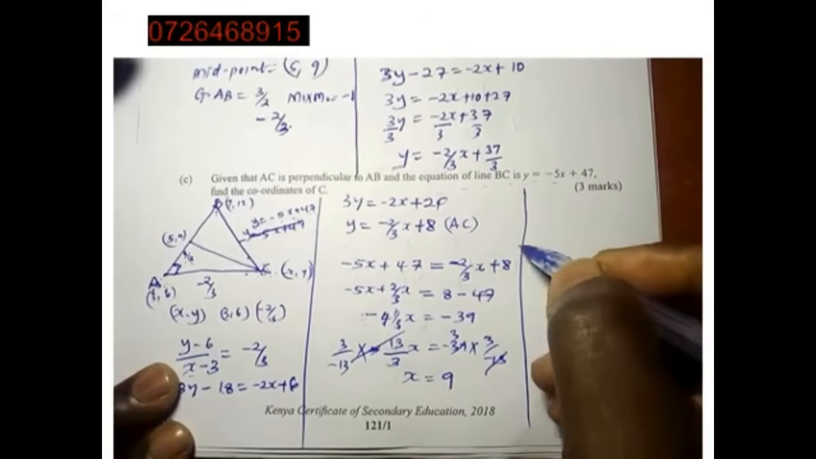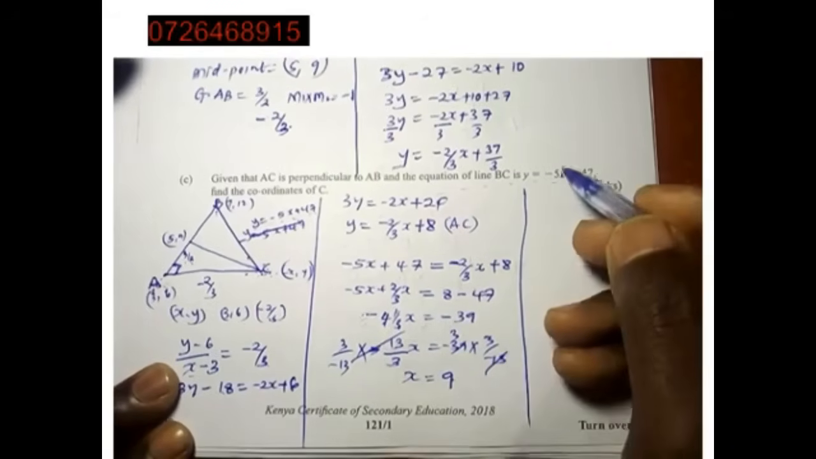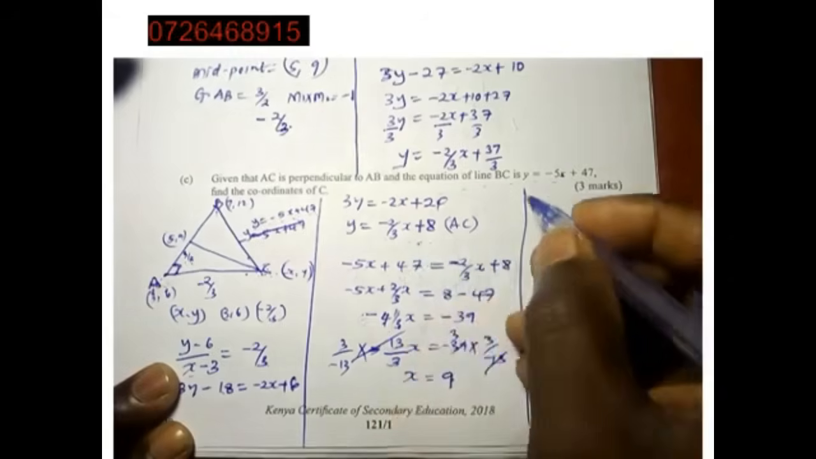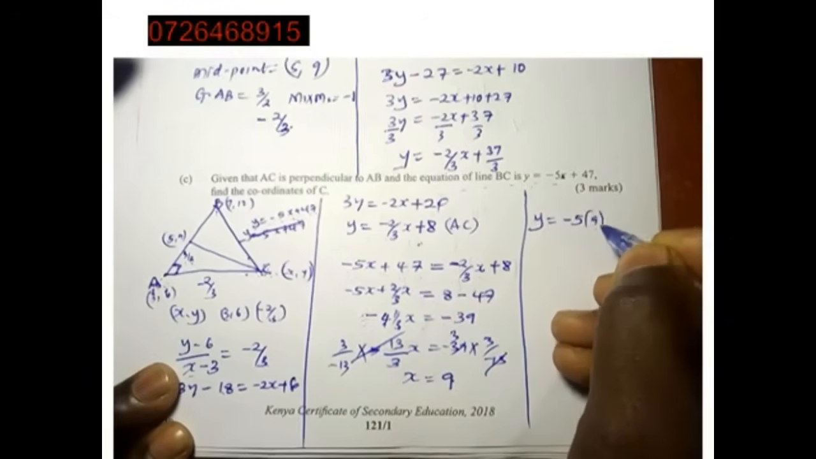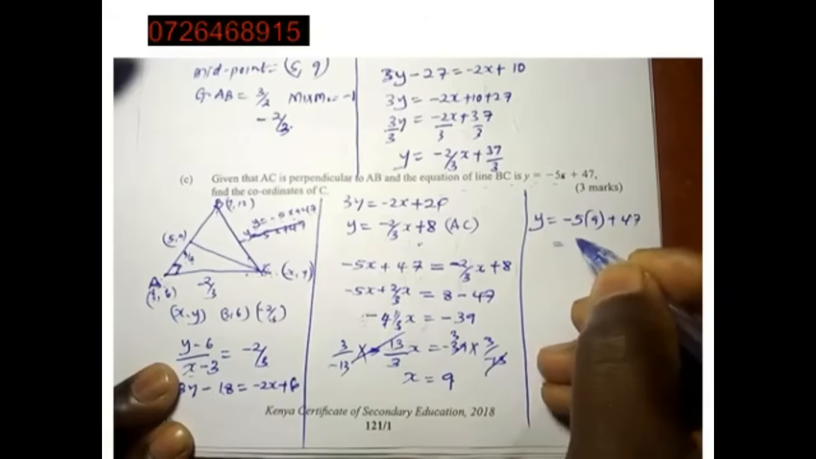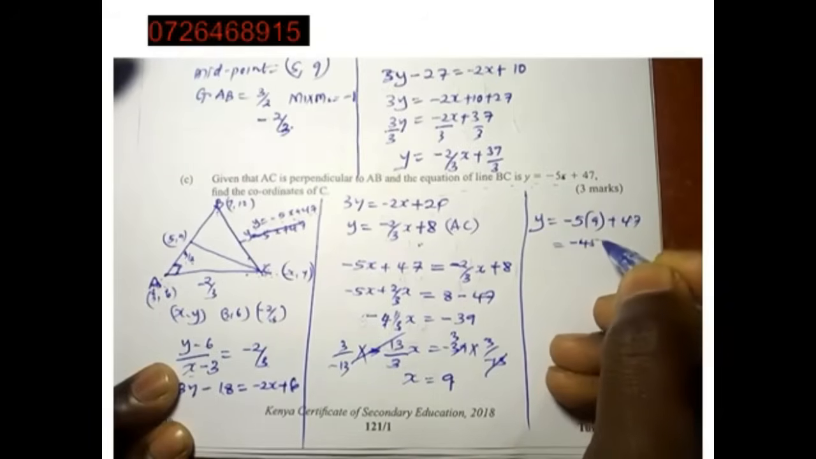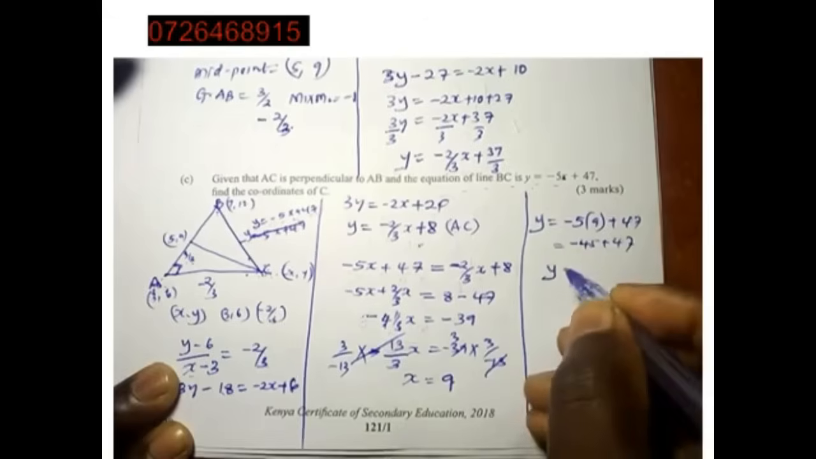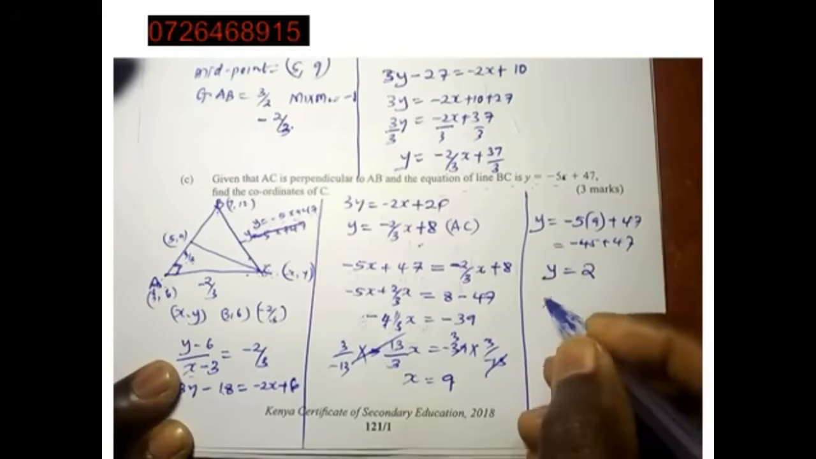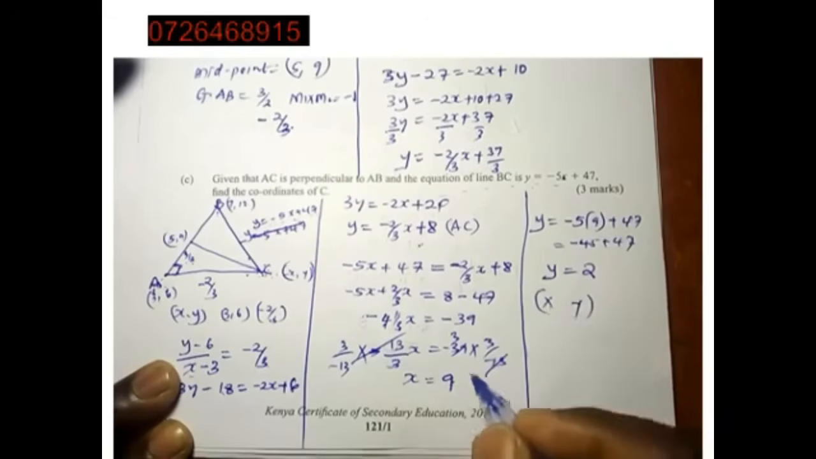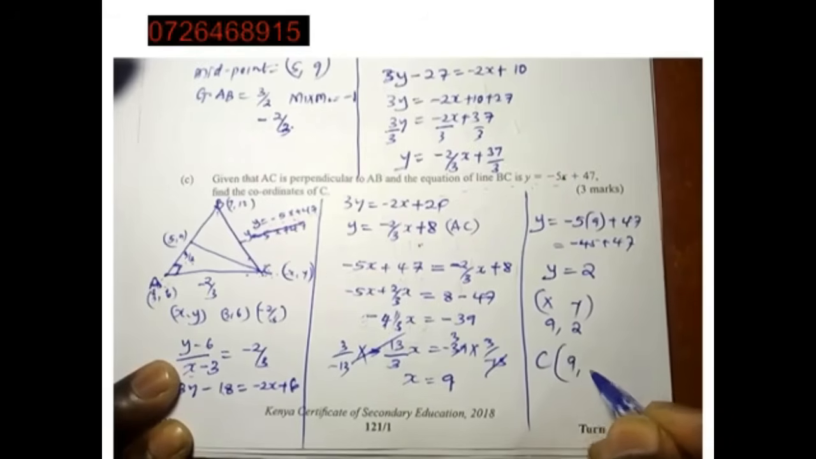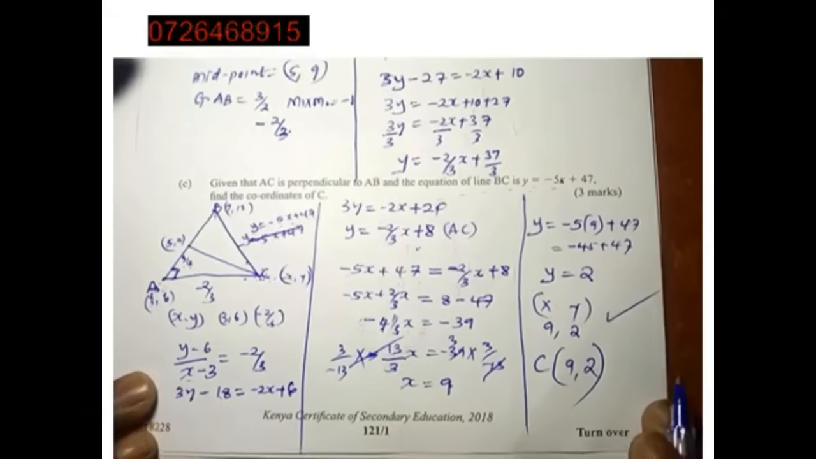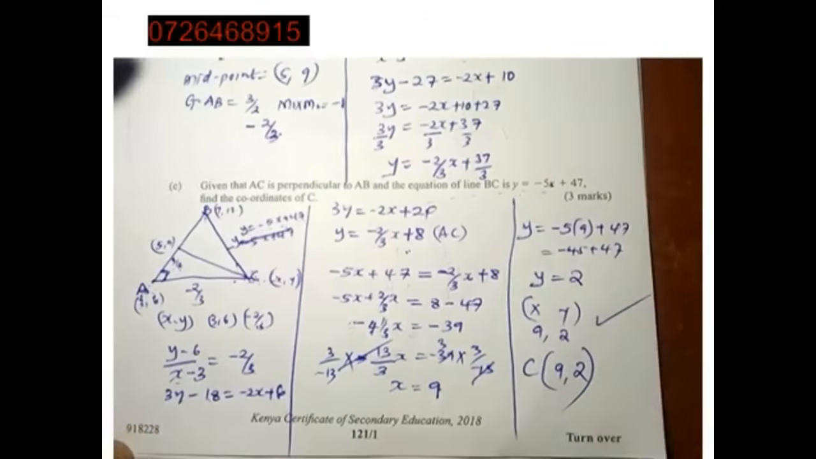So now we substitute 9 in either this equation or this one, and we find the value of y. So let us use this. y would be equal to -5 times 9 plus 47. This is -45 plus 47, so y equals 2. Meaning the coordinate x is 9, y is 2. So C is (9, 2). And you are done. You get your 10 marks. Thank you very much.